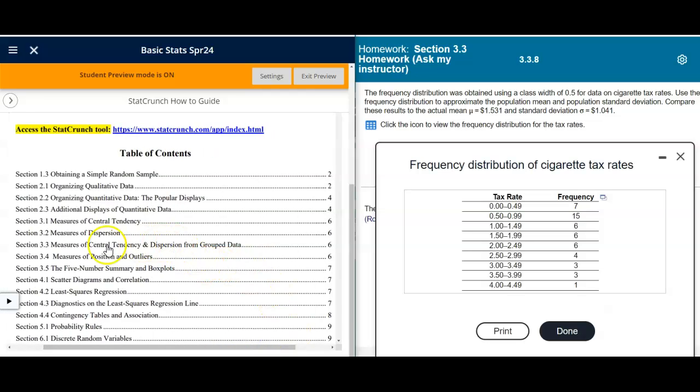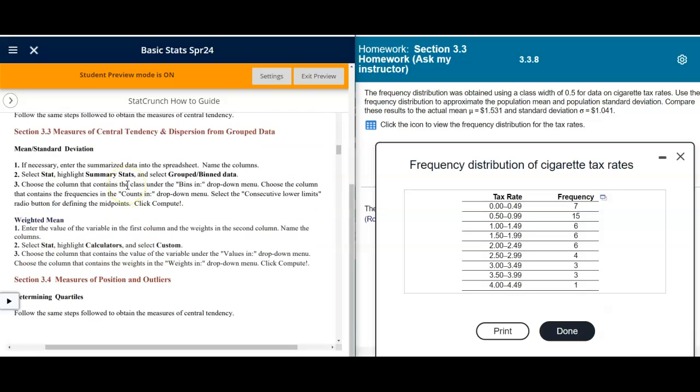If we didn't know what section we were in, we would have to think about what we're being asked to do. So we're being asked, mean is a type of central tendency. Central tendencies are mean, median, and mode. And then grouped data is another way to say binned data. And so that's how we know we're in section 3.3.